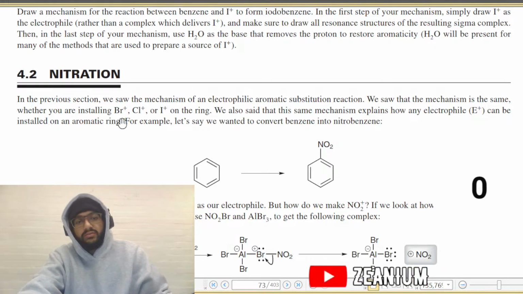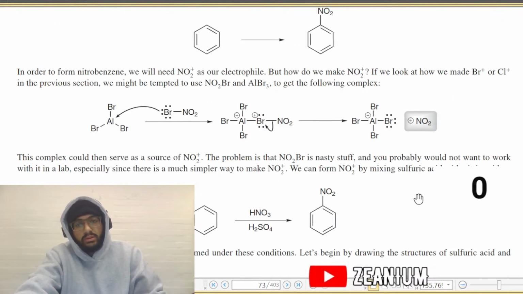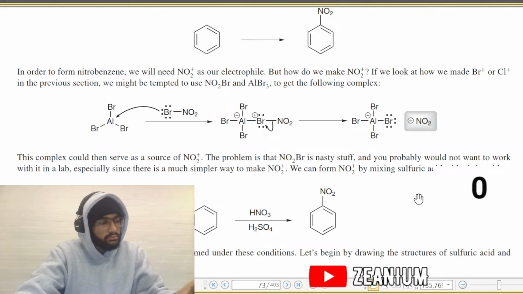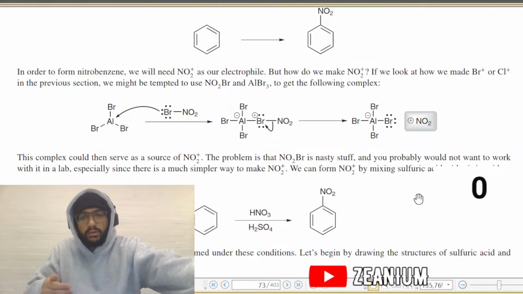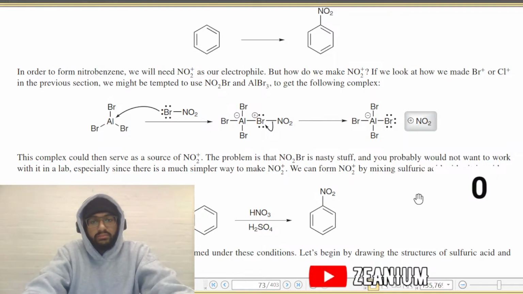Okay, so instead of chloride, you do it with nitro, apparently. In order to form nitrobenzene, give me a moment. In order to form nitrobenzene, we need NO2+ as an electrophile. But how do we make NO2+?